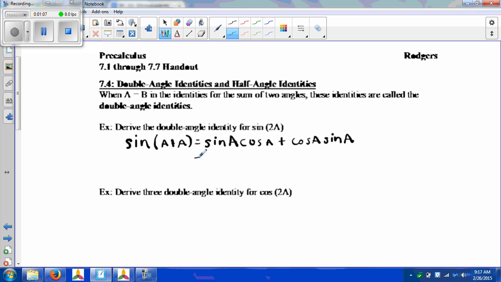Well, then that is really the same thing. This is just flipped from that one. So we just get 2 sine a, cosine a. And that is the double angle identity.